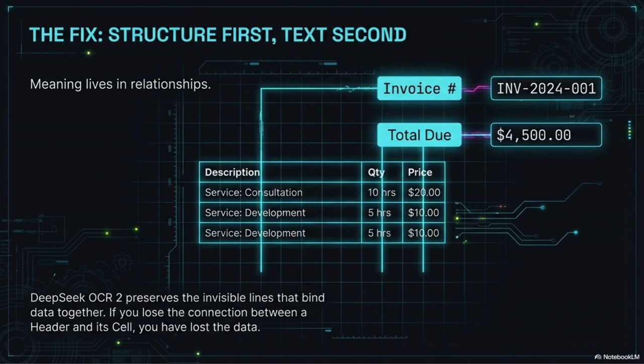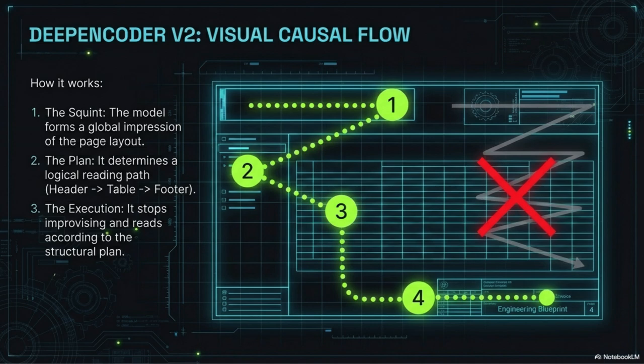And meaning isn't just a big long list of words. No, not at all. Meaning lives in the relationships between things. It's that invisible line connecting a label to its value, or one row to the next. You lose those relationships, you've lost the meaning, even if every single word is spelled correctly. So if this model is actually working, the output shouldn't just be a stream of text. No, and that is the key difference. The product here isn't text, it's layout.